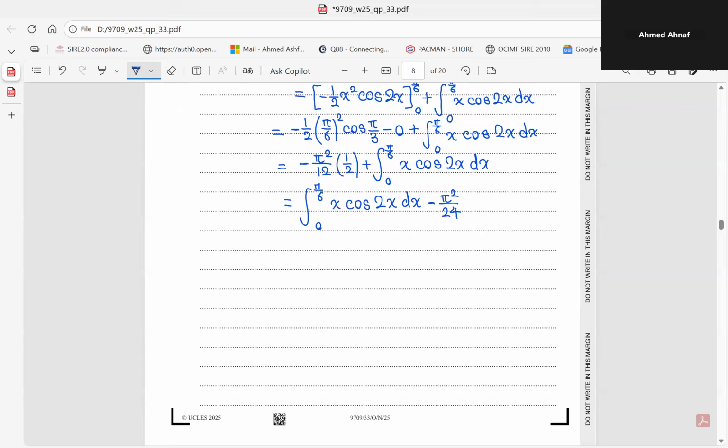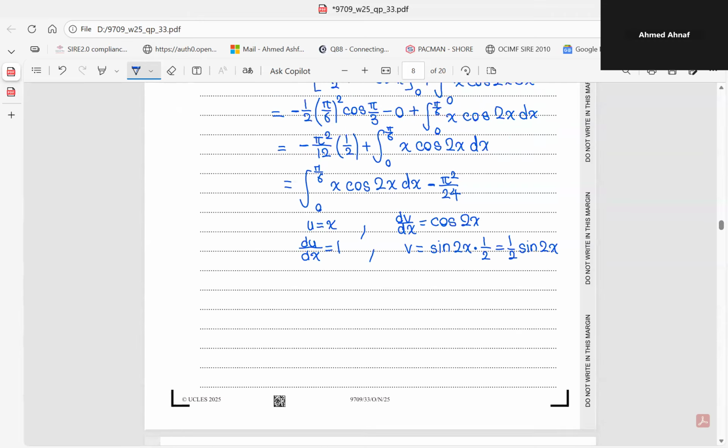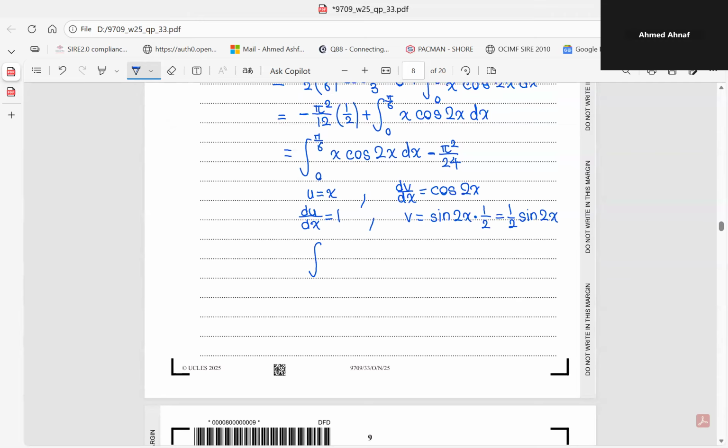Using our LIATE rule, you can see that we need to make u equal to x and cosine 2x to be our dv dx. So now du dx would be equal to 1, and v would be equal to sine 2x times 1 over the derivative of 2x, which is half. So v is just half sine 2x. All right, so let's evaluate the integral.